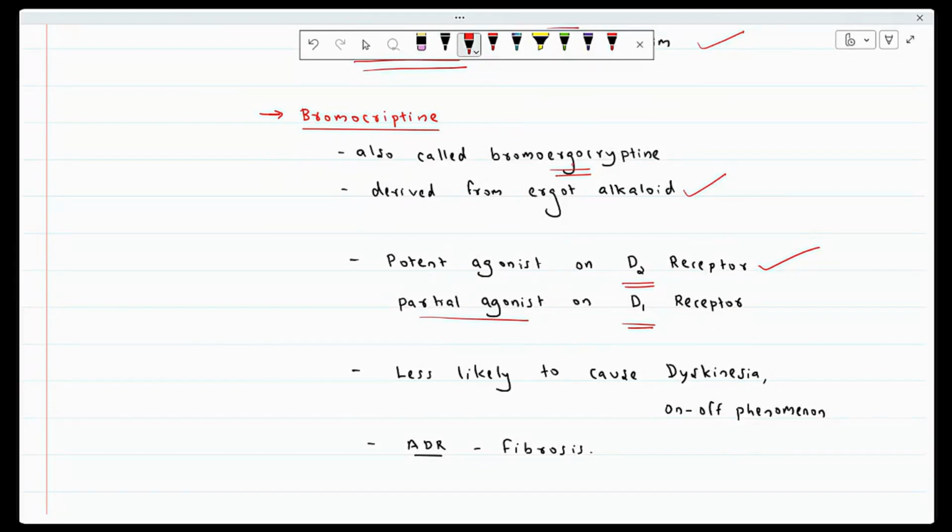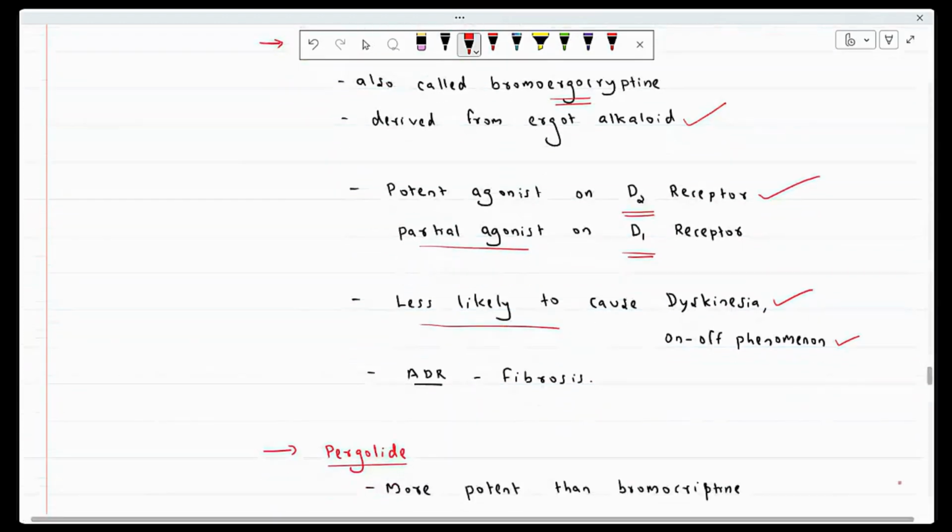Now, I told you in levodopa, one of the ADR was dyskinesia. Also, this on-off phenomenon. Correct? I told you when you use levodopa for a long term, on-off phenomenon can come. Similarly, in the ADR, I told you dyskinesia. So, when you use bromocriptine or a D2 agonist, this is less likely. Okay. So, that is the advantage. All right. However, bromocriptine is not a preferred drug because it is an ergot alkaloid. Lot of side effects are there, and one of the ADR you need to remember is fibrosis. Okay, so that is all about bromocriptine.